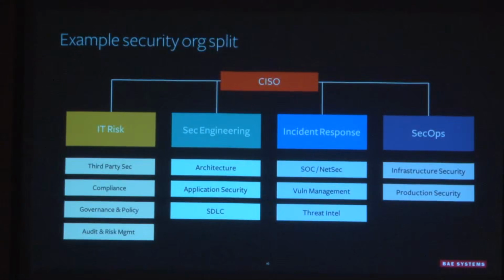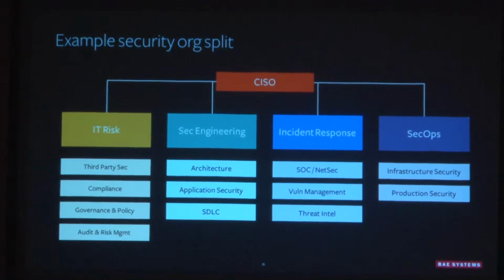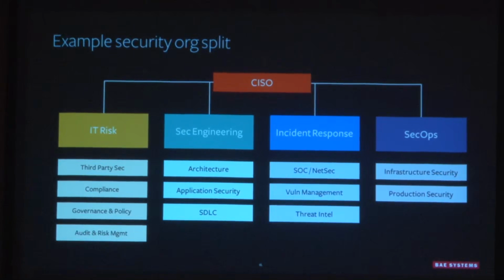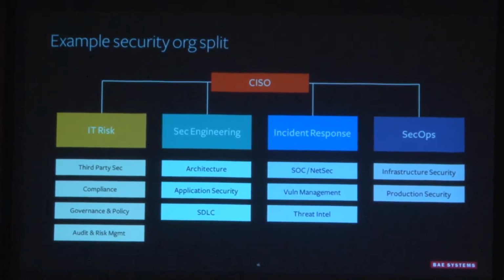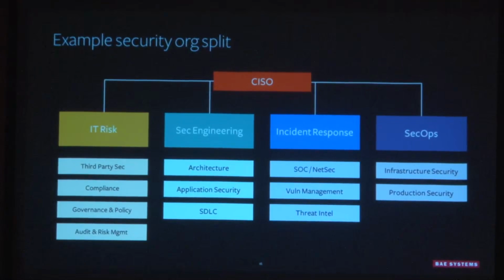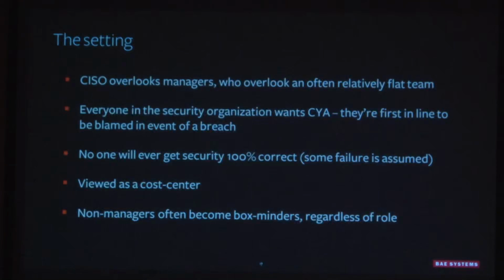Is bad. So as an example, security org split. This is probably a bigger organization, but you have your CISO and then you have different security functions underneath them. Generally there will be managers and then it's reasonably flat underneath that, but obviously lots of different roles. But the setting is that CISOs overlook the managers. Everybody in the organization wants to cover their ass. They're first in line to be blamed. I think we all know this. Also, no one will ever get security 100% correct. So you're first to be blamed and you know that you'll never not have an incident. It's kind of a problem.